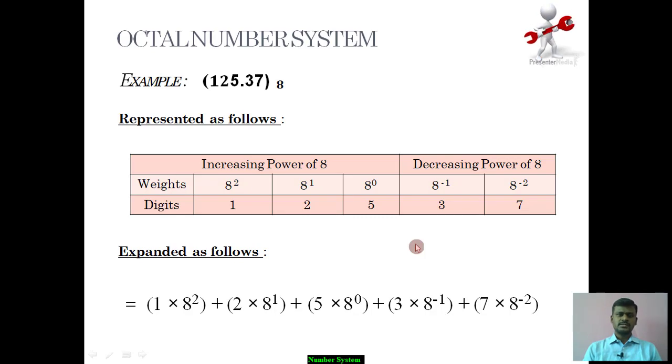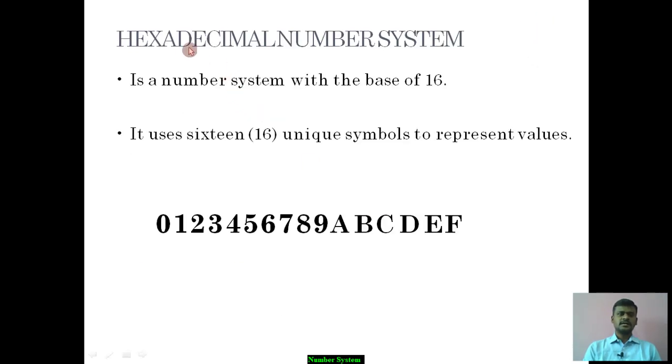Now we will move on to the next number system, that is the hexadecimal number system. As we all know, the hexadecimal number system has base 16, and it uses 16 unique symbols to represent numbers, that is 0 to 9 and A to F. We have discussed this in the previous session, and now we will learn how hexadecimal numbers can be represented using one example. Let's move on to the example.